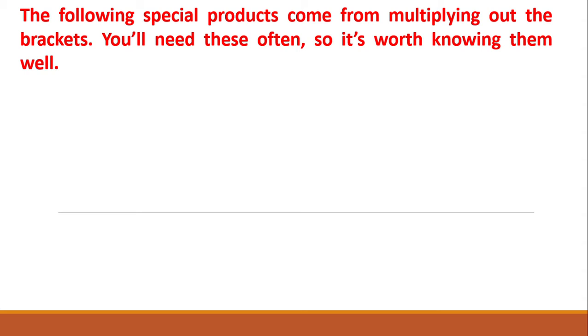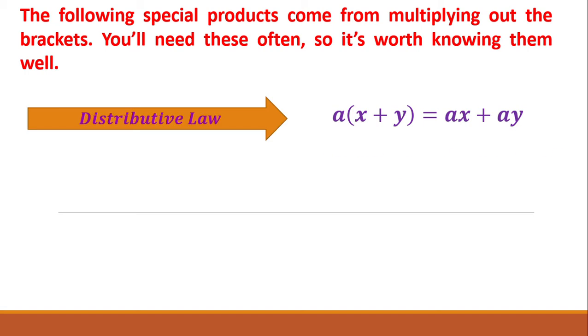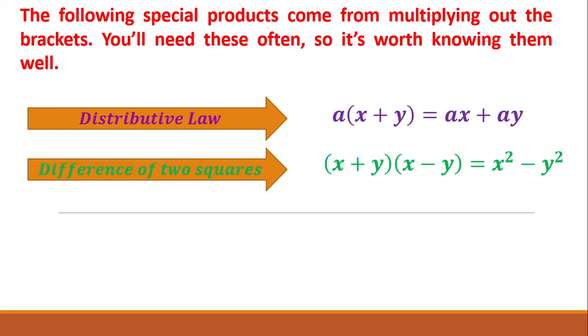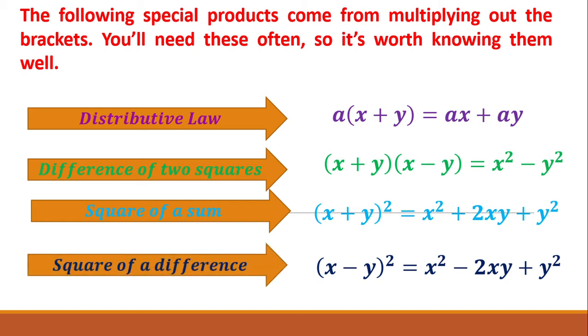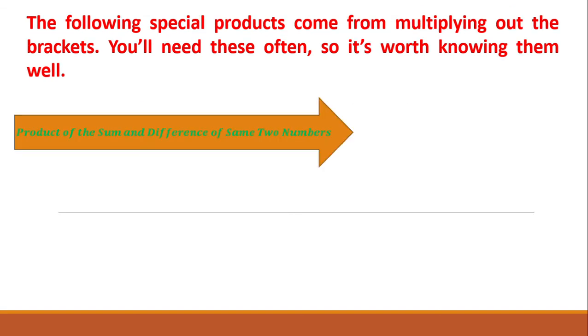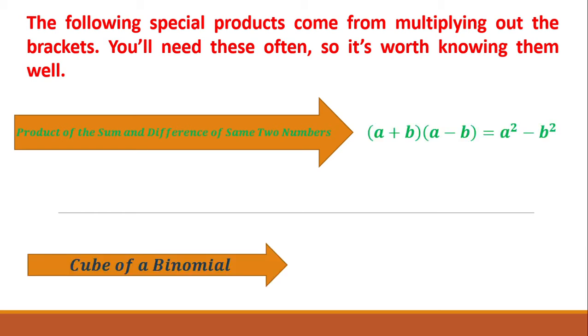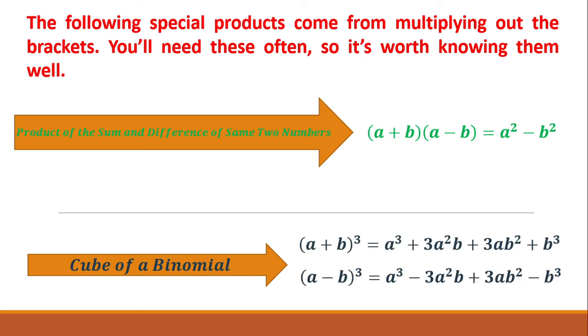Kumbaga ito medyo kailangan alam mo para at least alam mo yung gagawin mo, diba? First, we have distributive law. Second, we have difference of two squares. Next, we have square of a sum, square of a difference, product of the sum and difference of the same two numbers, and cube of a binomial. So try natin mag-solve.